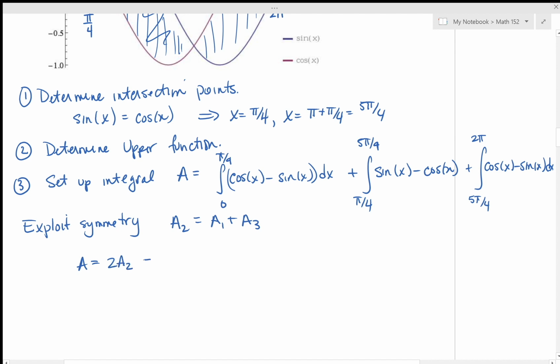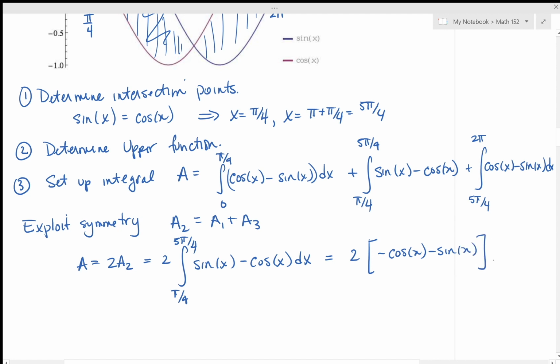Okay, and so then I write that as 2 times the integral from pi by 4 to 5 pi by 4 of sine x minus cos x dx. So that's now put the work into 1/3. So let's go ahead and do that integral. That's going to be 2 times minus cos x minus sine x, and I'm going to evaluate that at the endpoints, pi by 4 and 5 pi by 4.